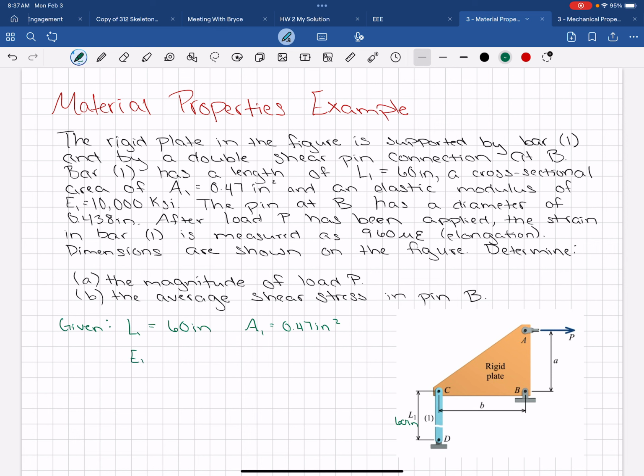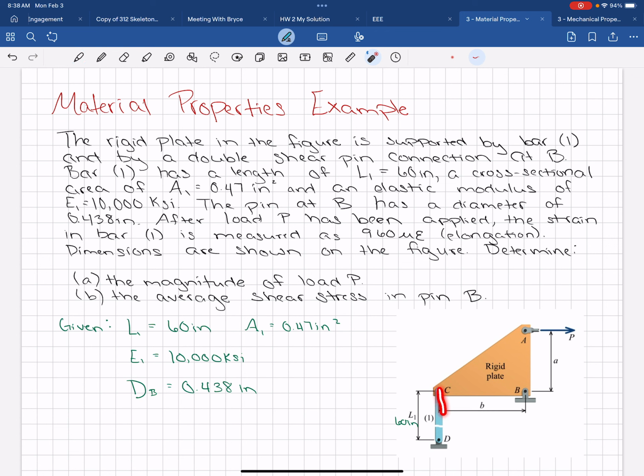is E1 equals 10,000 KSI. Then we have some information about the pin at B. It has a diameter. So we have the diameter of the pin at B equals 0.438 inches. And then there's going to be this load P applied.